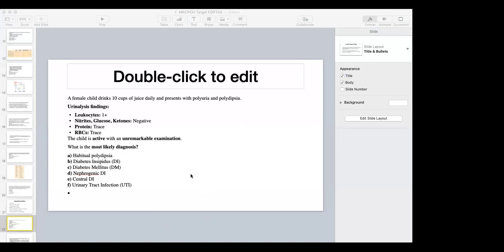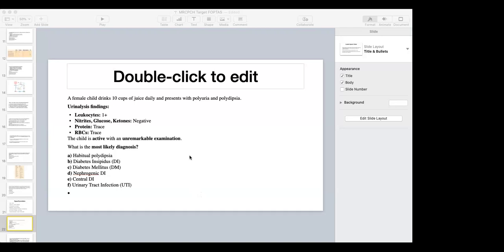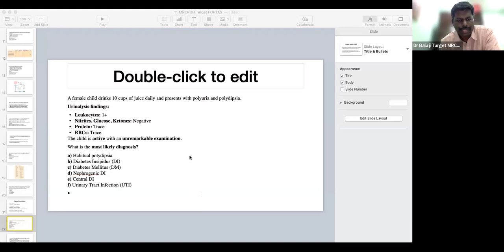Habitual polydipsia. Yeah. So habitual polydipsia. So on what basis you are saying habitual polydipsia? A child is not dehydrated, sir. Yeah, very good. So if the child is dehydrated, in spite of the polydipsia, if still the child is dehydrated, then think in terms of diabetes insipidus.